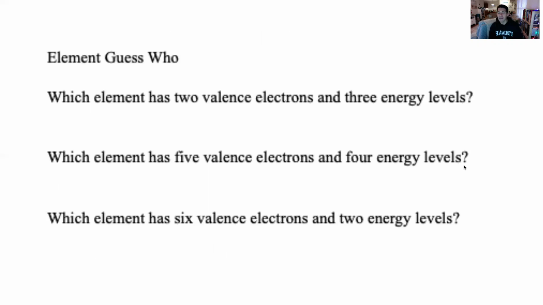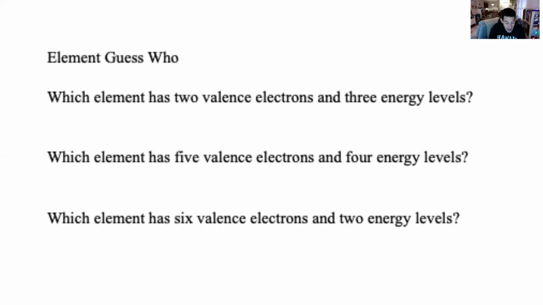Okay, so that element, guess who? Which element has 2 valence electrons and 3 energy levels? When I look on the periodic table, I'm looking in group 2. I'm looking in the third row. It is magnesium, Mg.